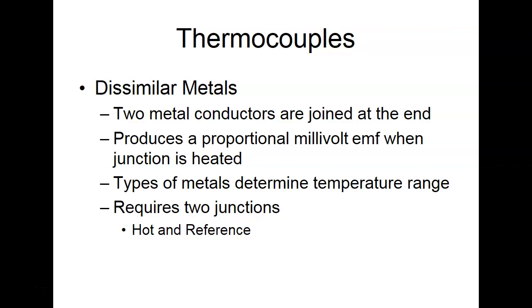This requires two junctions. It requires what we call a hot junction, which is actually doing the measurement, and then it requires a reference junction, which we reference the change to. Does that make sense? What we used to do, when we first got involved with these in lab, is we would take the reference junction and put it in an ice bath. So then the voltage it put out was relative to zero. So you got to make this voltage relative to something, right? Does this make sense?